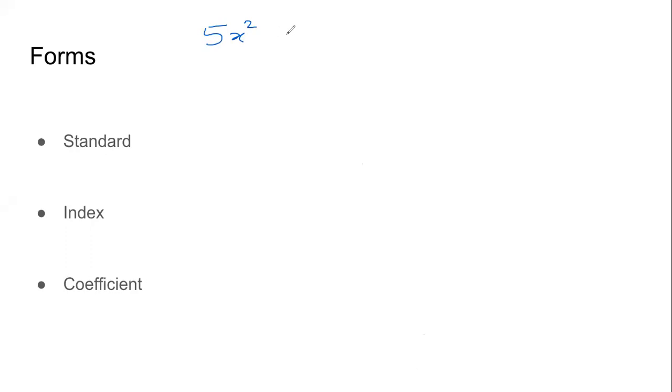5x square minus 6x4 plus 2x cube minus 3. This is the polynomial that is given. It is not in any specific form yet. It is written in whichever way it is written. Standard form means the terms are written in a particular order, in the descending order of the power. Descending means greatest to smallest of the power.